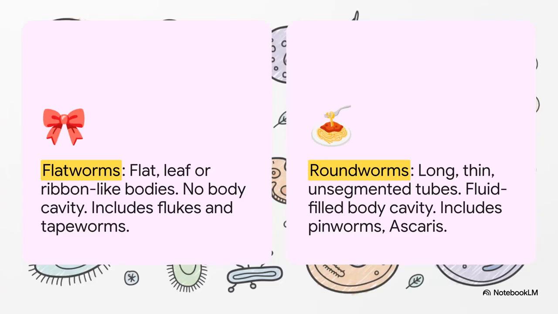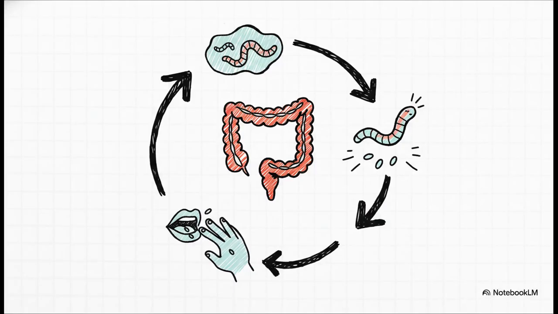So these invaders come in two main flavors. You've got your flatworms, which, like the name says, are flat, sometimes like a ribbon, think tapeworms. And then you have the roundworms, or nematodes, which have these long tubular bodies, like that giant Ascaris we were just talking about.